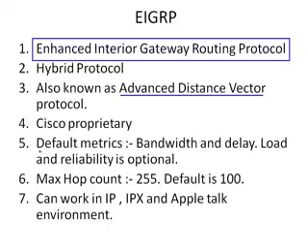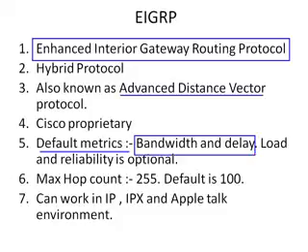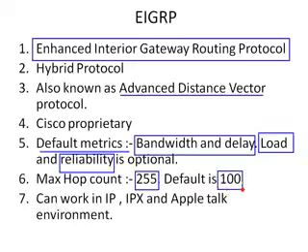Default metrics: it uses bandwidth and delay to calculate the best path from any source to any destination. Load and reliability are optional, which means initially they are considered as 0, and only bandwidth and delay, considered as 1, are used to calculate the best path. Maximum hop count is 255, but by default it works on 100. Manually we can set it up to 255.